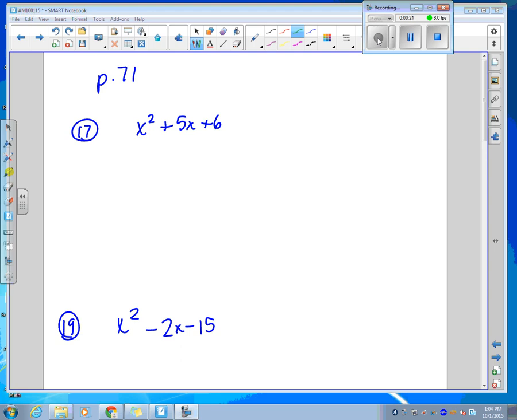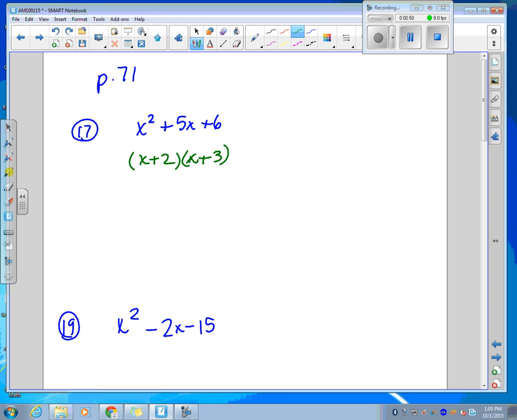Number 17 is the first one. And it says x squared plus 5x plus 6. And there are no common factors. So many of you use the old guess and check method here. And there's perfectly no reason for you to be afraid to use that method. Many of you factor this right away as x plus 2 and x plus 3. Well, that's great, because that's the right answer.